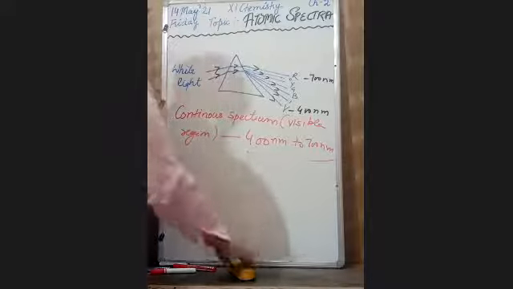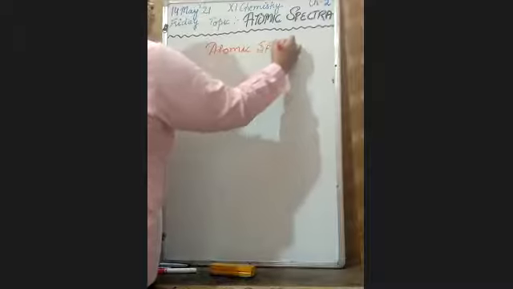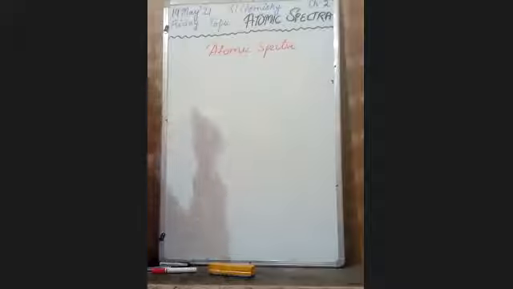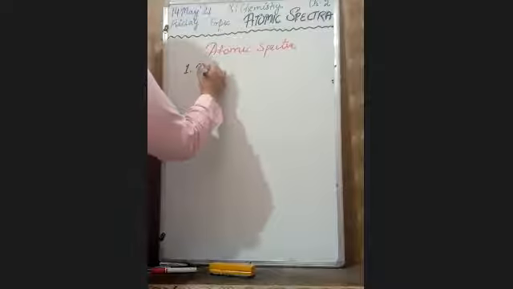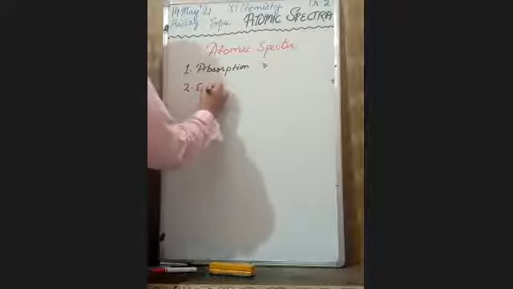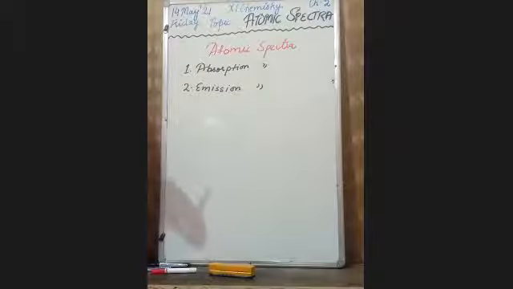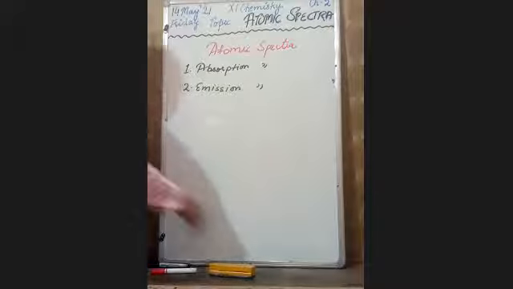Now, come to atomic spectra. Atomic spectra means the spectra of an atom, which is used to describe the structure of the atom. Fine, atomic spectra is of two types: absorption spectra and emission spectra. What are the two types of atomic spectra? It is absorption spectra and emission spectra. So first we will discuss absorption spectra.